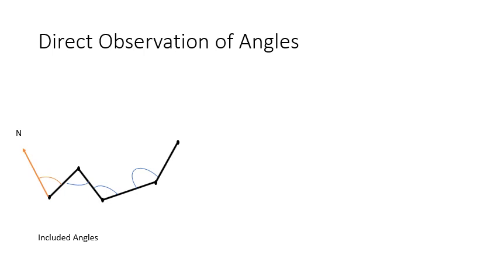So we have to take at least one bearing, and that can be taken either at the starting point or at any other location, any other instrument station. You can have a compass with you and note the bearing of any of the survey lines along with the other included angles.